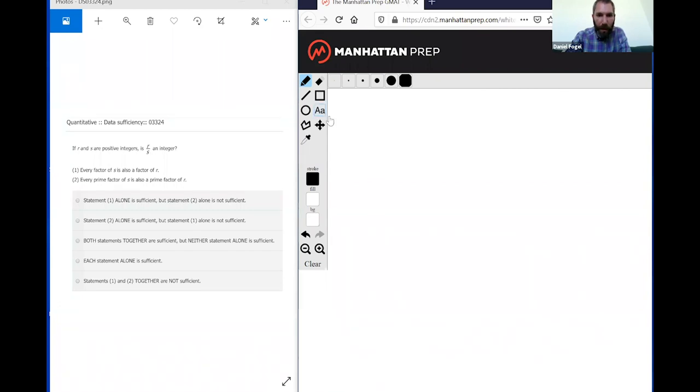So let's say that R equals 4 and S equals 8. Then they both only have 2 as a prime factor. So we satisfy the statement, every prime factor of S is also a prime factor of R, but S is not a factor of R. R over S is not an integer.